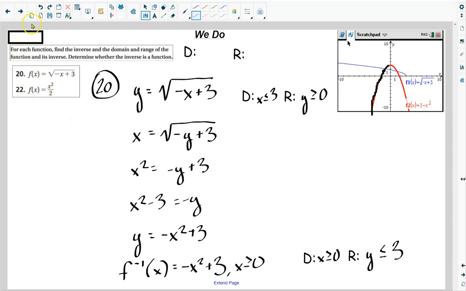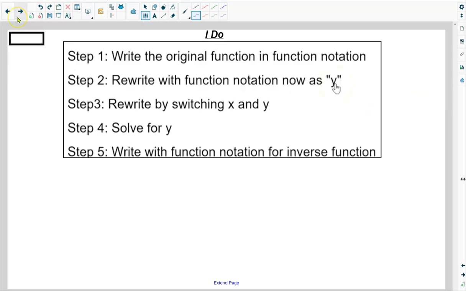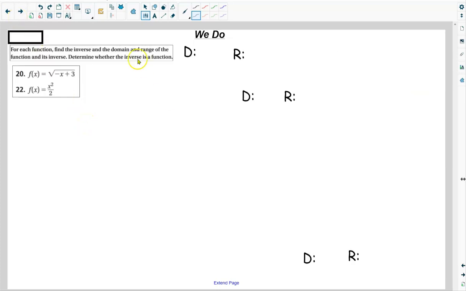All right, so let's go ahead and jump to 22. Same thing, let's go ahead and start off with y equals, and we're going to switch. Okay, let's start solving.